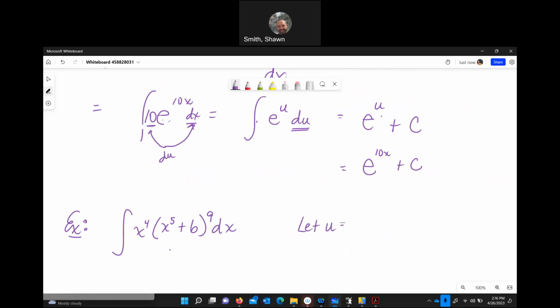Let u equal... you'll see 99% of the time it's always going to be what's inside the parentheses. And that's the easiest to do. That's your inner function, right? So x to the 5th plus 6. Therefore, du is this derivative, 5x to the 4th dx. Now here's where I don't see 5x to the 4th dx, right?